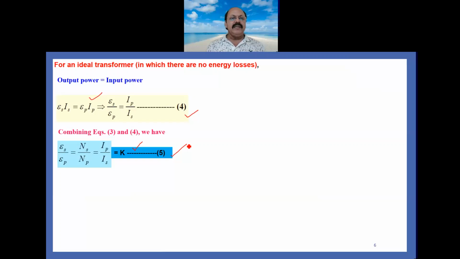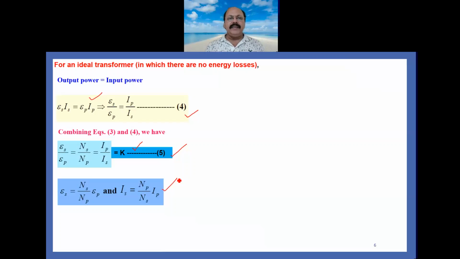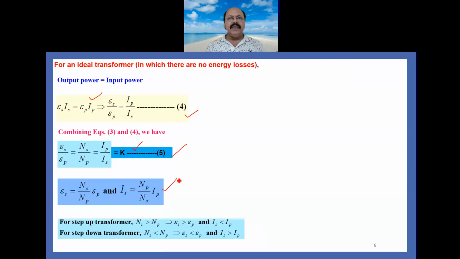And now from these equations we can write the equation for output voltage and output current, that is ES equal to NS upon NP EP and IS equal to NP upon NS IP. So these are the expressions for the output voltage and output current. Now we apply here the condition for step up transformer and step down transformer. For step up transformer, the number of turns in the secondary coil must be greater than the number of turns in the primary coil, that is NS must be greater than NP.